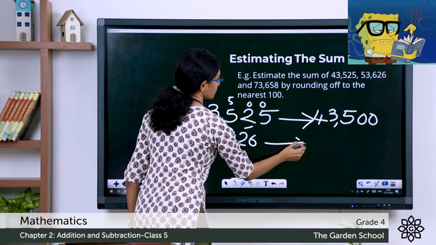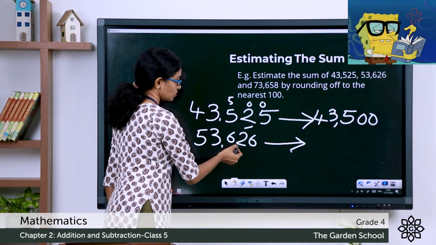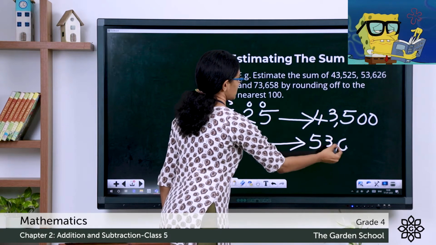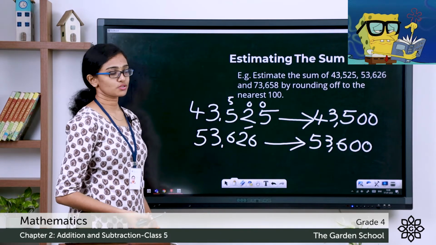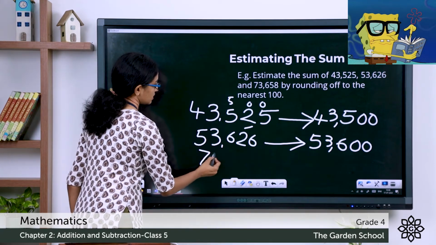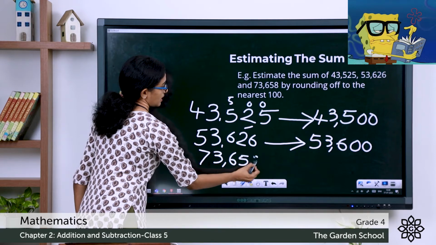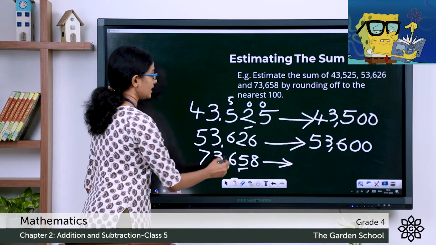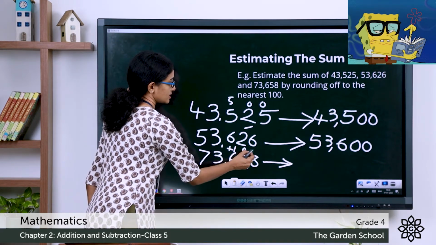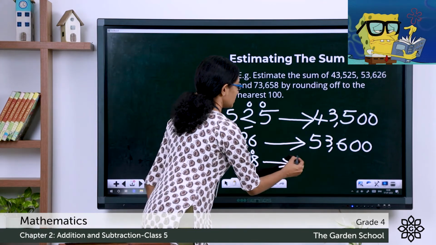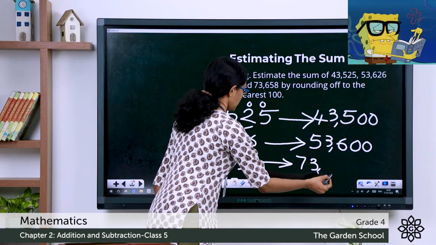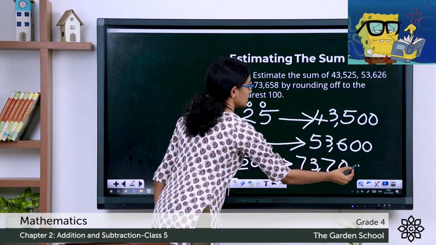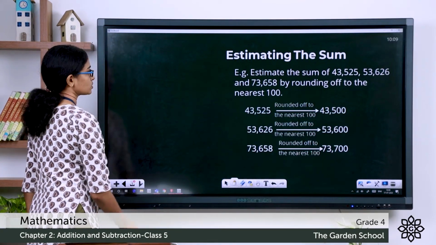Now, what about the other two addends? 53,626 rounded off to the nearest 100 gives, here it is 2, so the rounding digit is as it is, so it's 53,600. The tens and ones will be changed to zeros as well. Now the third addend, 73,658. Here in the tens place you have 5. So you have to add 1 to the rounding digit and change the tens and ones to zeros. So 73,658 rounded off to the nearest 100 gives you 73,700.